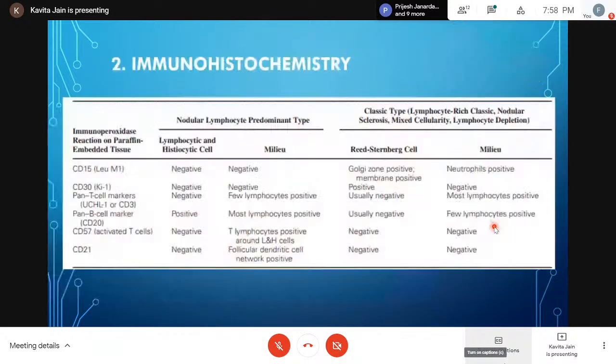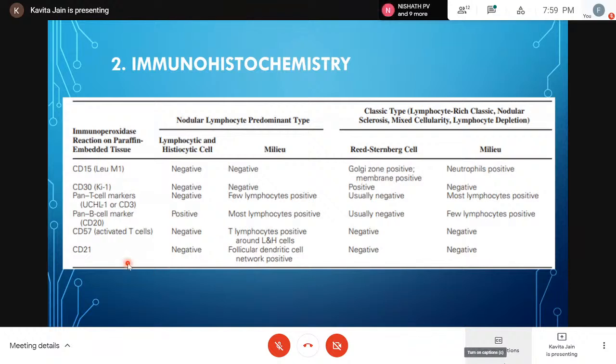Now coming on to the immunohistochemistry. The second diagnostic tool after the morphology is the immunohistochemistry. So we all should be aware that we have the panel, CD15, CD30, CD3, CD20. Generally, we put these markers along with PAX5. Very characteristically, the NLPHL, the LP cells would be negative for CD15 and 30, and they would be positive for CD20 most of the times.